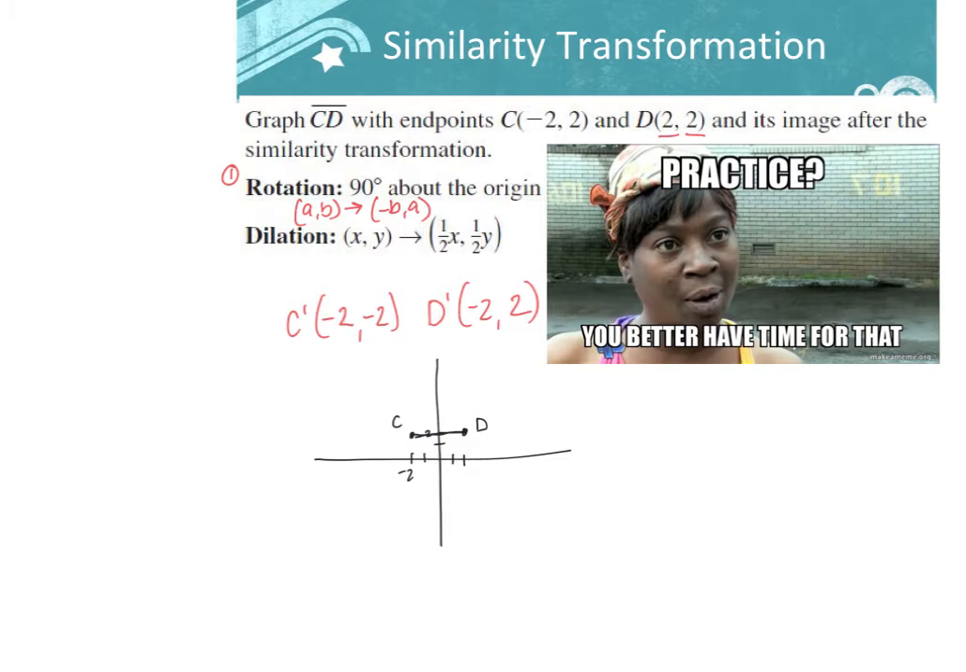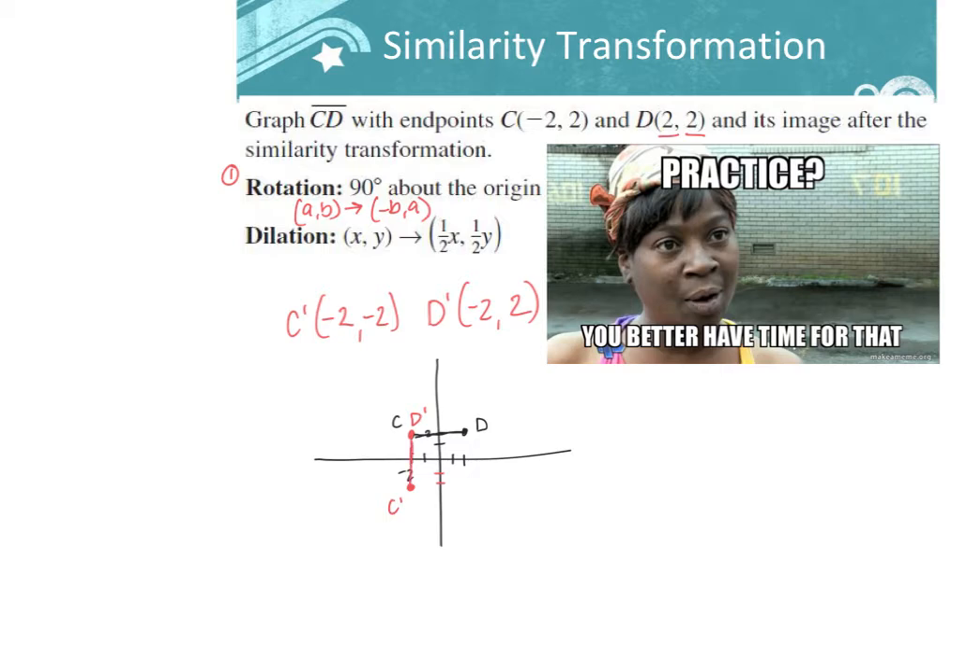All right, now let's go ahead and plot that. So that's negative 2, negative 2. So we're going to go down 2. That's right here. This is going to be C prime. And negative 2, positive 2. This is going to be D prime.